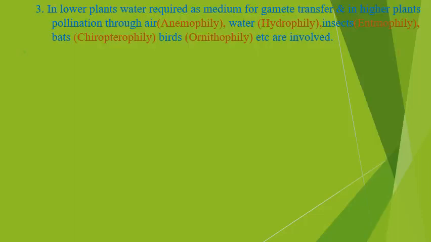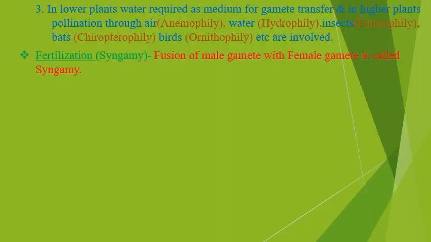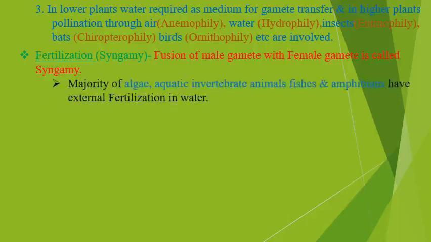And besides that, whenever these gametes get transferred and reach the final destination, a special process takes place. That is called fertilization or syngamy. What is the meaning of that? We can define fertilization or syngamy as the fusion of the male gamete with the female gamete. It is called syngamy.